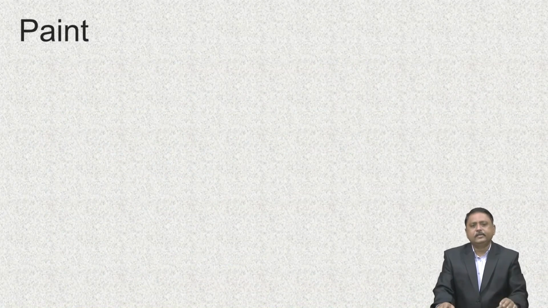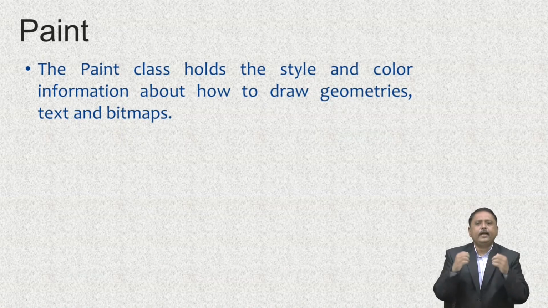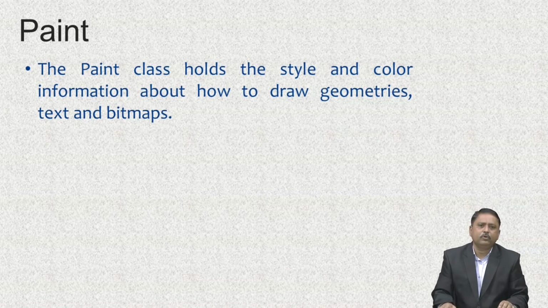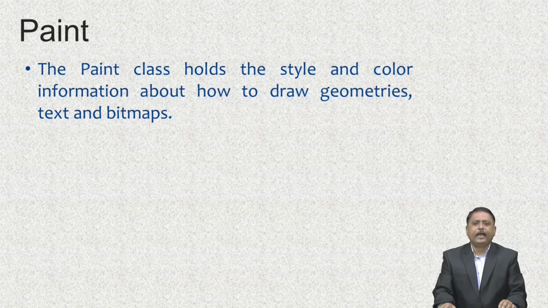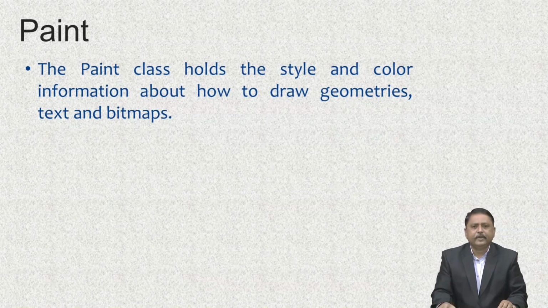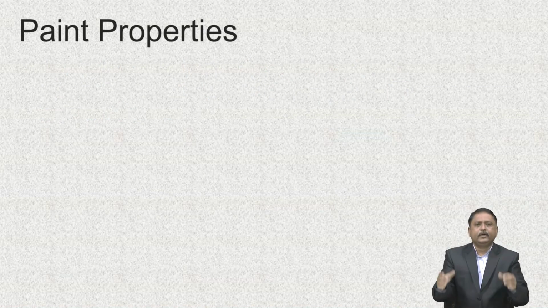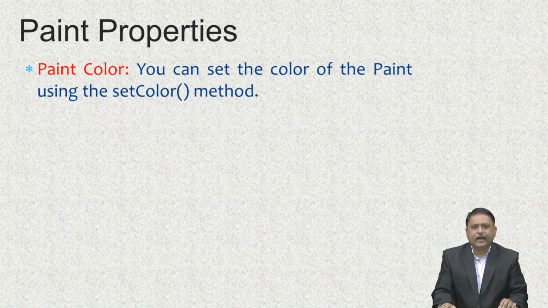Another class is the Paint class. The Paint class holds the style and color information about how to draw geometrics, text and bitmaps. For example, I want to draw a rectangle, but its fill color and its border can be specified using Paint. Now, let us look at some of the properties of the Paint class that we are going to use.